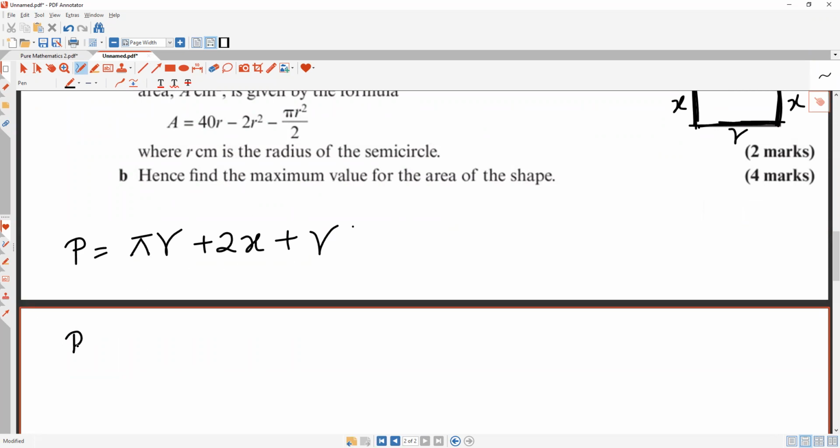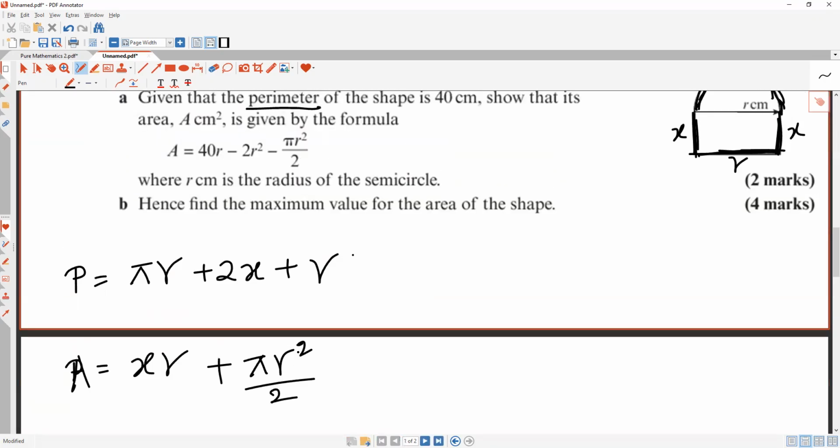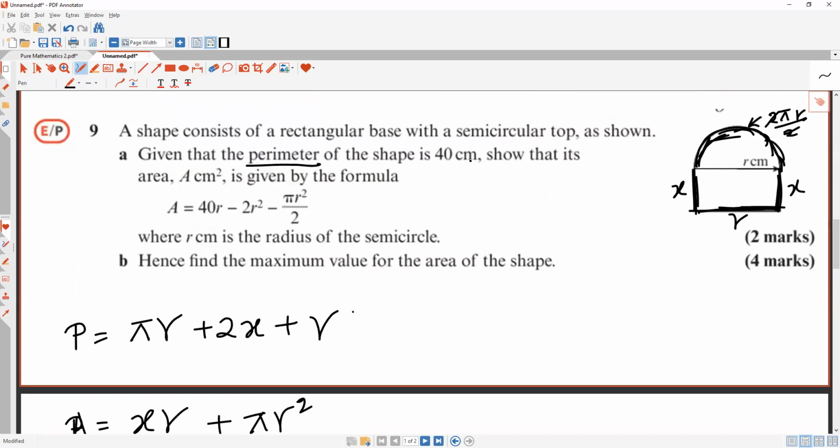Let's talk about area now. So area is length into breadth of the rectangle, plus the area of the semicircle. Semicircle area is pi r square divided by 2. Now you can notice what is missing here. The x is missing, so I can make x the subject of the formula. And how much perimeter did they give us? 40. So I am writing 40 here.